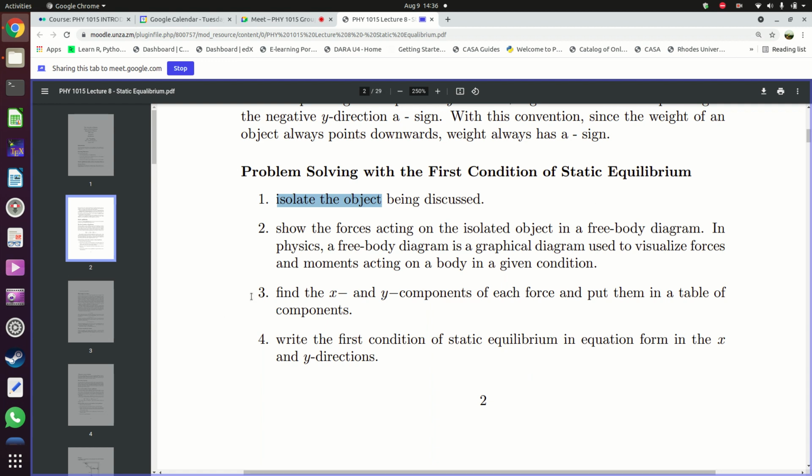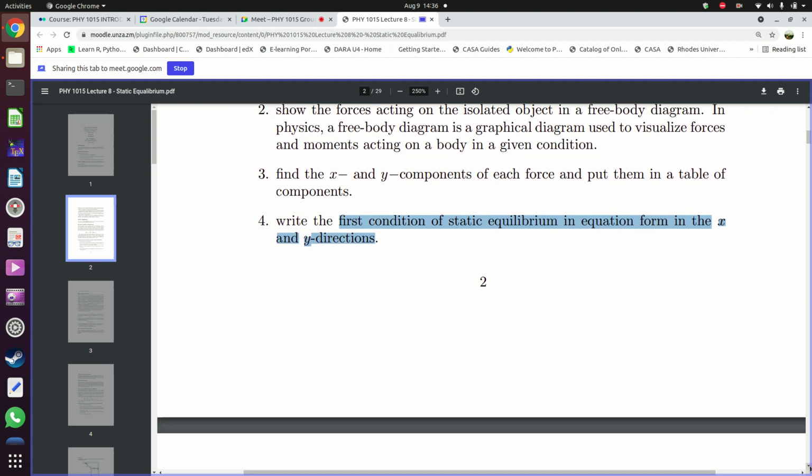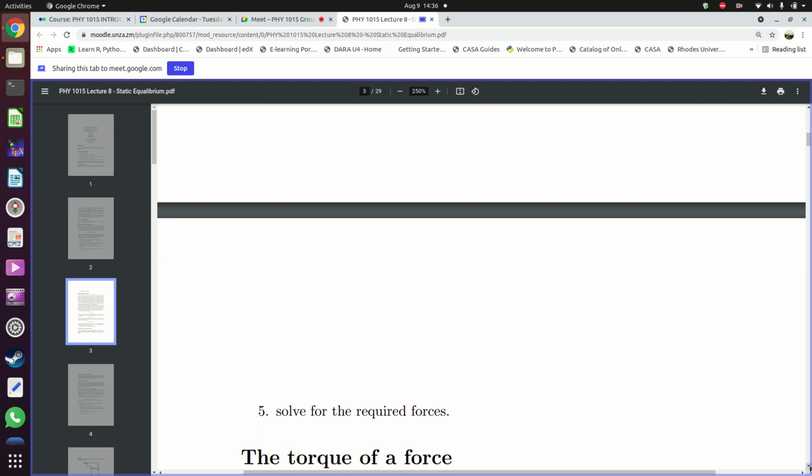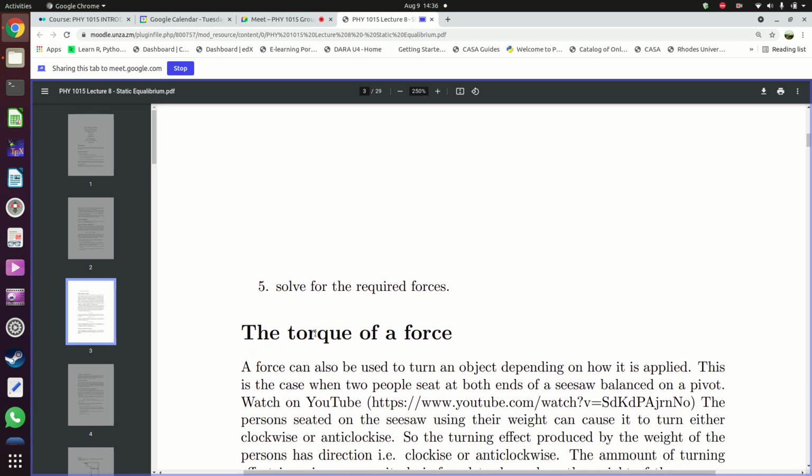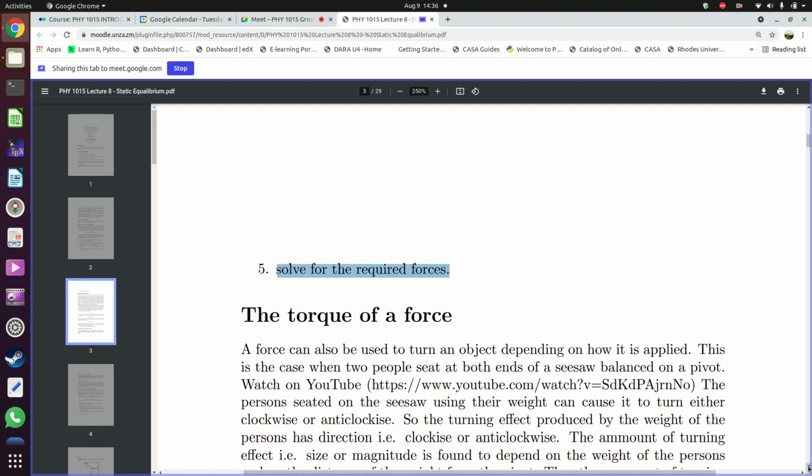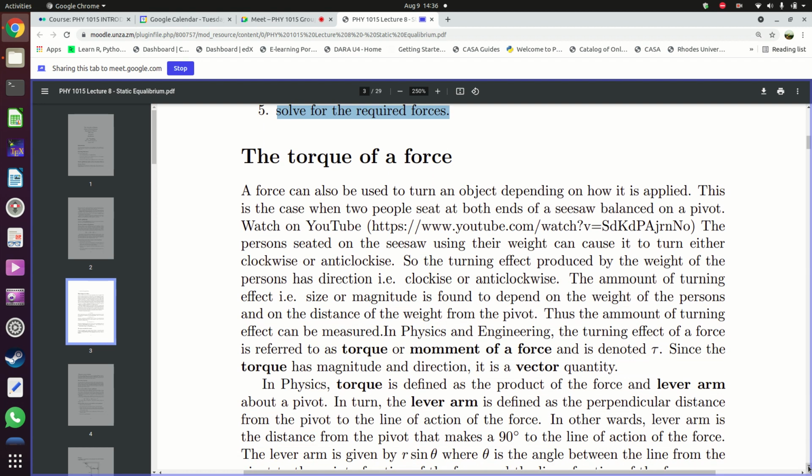After you do that, the third thing you're supposed to do is create a table of components where you put the x components and the y components of each of the forces which you have identified to be acting on this isolated object. After you do that, you write out your condition of static equilibrium, and you make sure that the sum of all the x components is equal to 0, and the sum of all the y components is equal to 0. Then you work out which forces you're supposed to find. Usually there will be a force which you will be asked to find out. So that is what is needed for you to make sure that a particular object remains at rest.